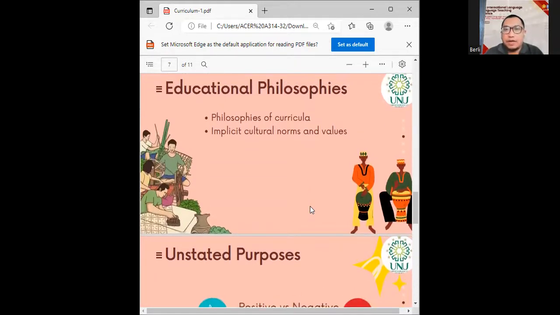And move to the next part, that is educational philosophies. Of course, because this is related to the philosophy or the ideology of the country, both of them have completely different foundations of the philosophies in their curriculum. For example, in Indonesia, we have chosen Pancasila as the principle of education.